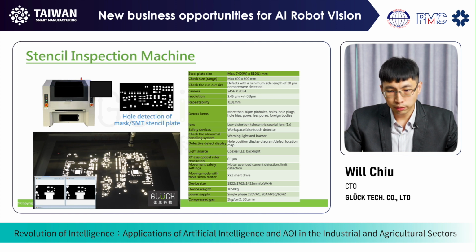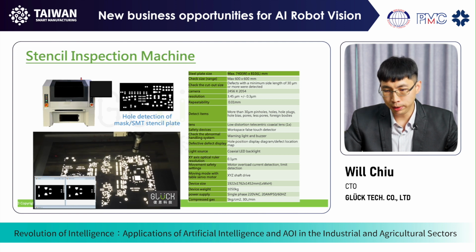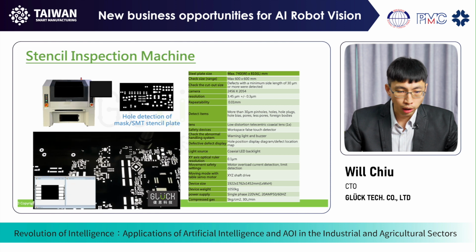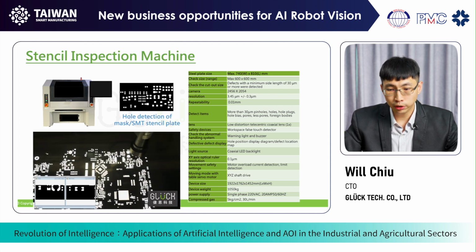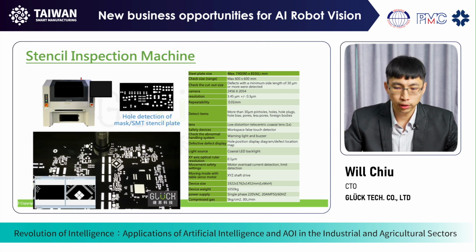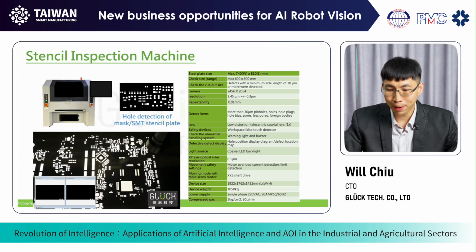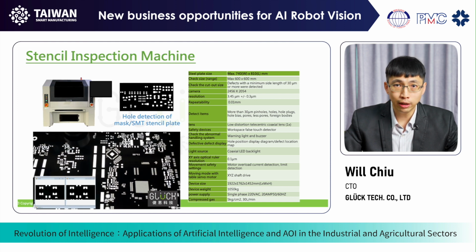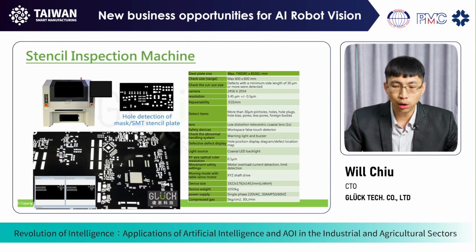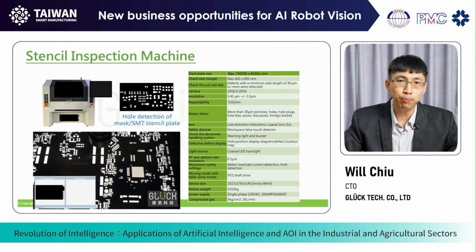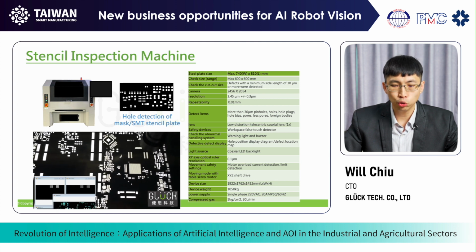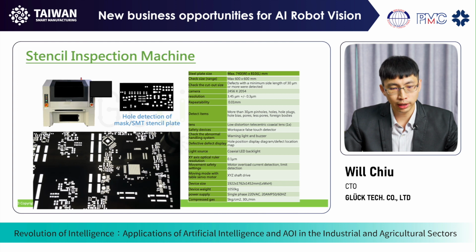And this case is a stencil inspection equipment that is used in the SMT process. We can see the video on the left-hand side. It is covered with thousands of small holes, and precise control of the location and the quantity of the solder passing through is essential. Any blockage of a single hole can result in a failure of a PCB board, which is why AOI technology is required to identify the location of defects.